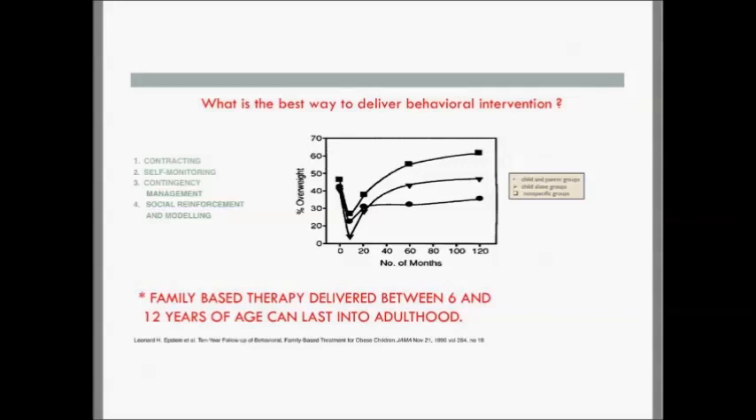Okay, and then, behavioral modification is really, really critical. And they've studied this, is it better to look at the parents? Is it better to work on teaching the children? Is it better to do them together? Really what they found is, first of all, if you deliver a family-based therapy between 6 and 12 years of age, it can last into adulthood. So something you do with the family to help modify the family's eating habits, purchasing habits, etc., can help that child into adulthood. So it is worthwhile for sure.